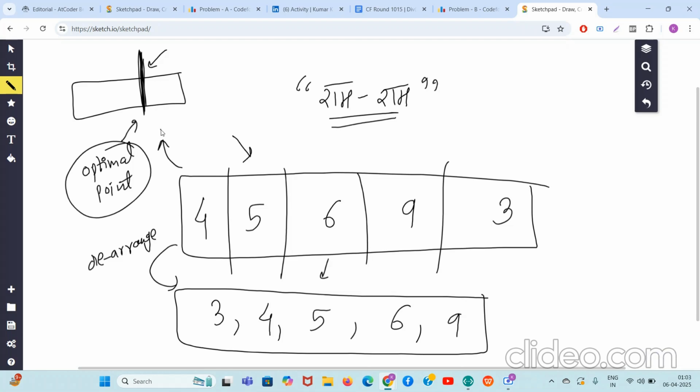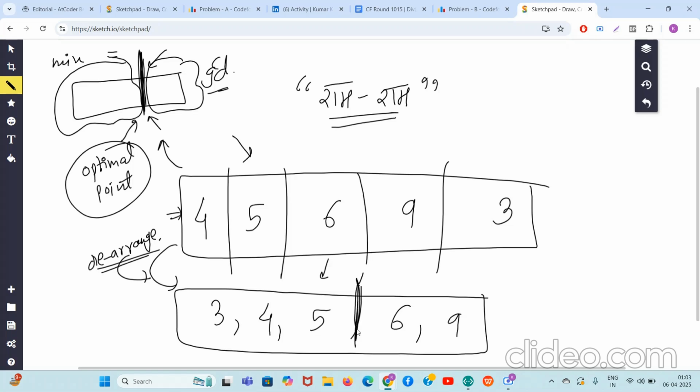So let's say this is my optimal point. Then whatever is the minimum of this part, it should be equal to the GCD of this part. So can you find such an optimal point here? First, given the array, you have to rearrange it. After rearranging, guys, this is the optimal point. You break the array here.